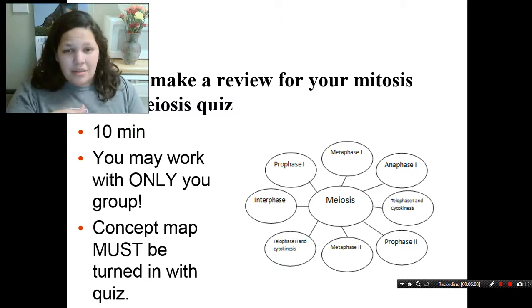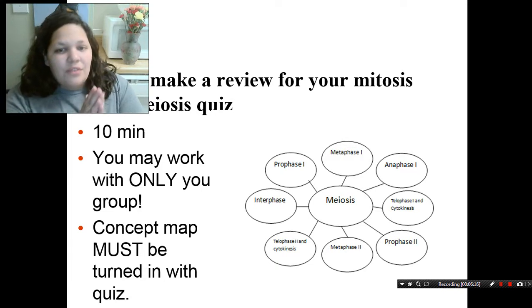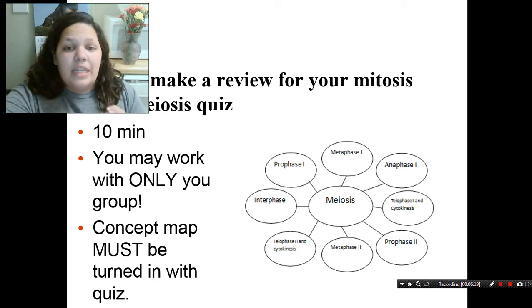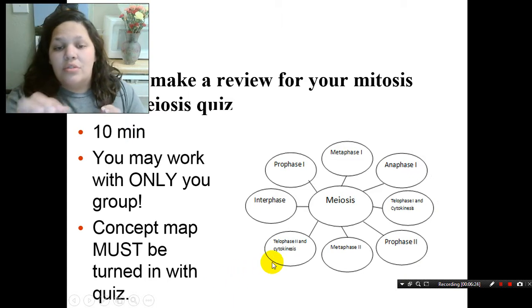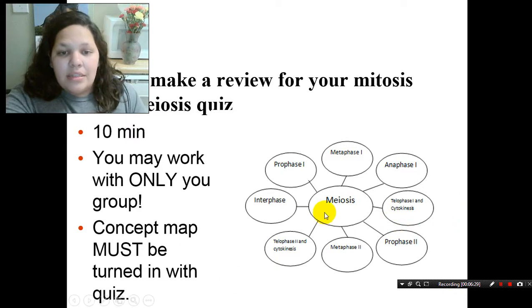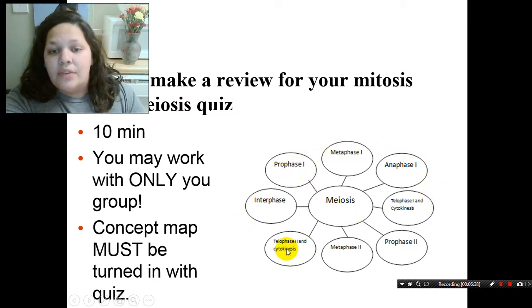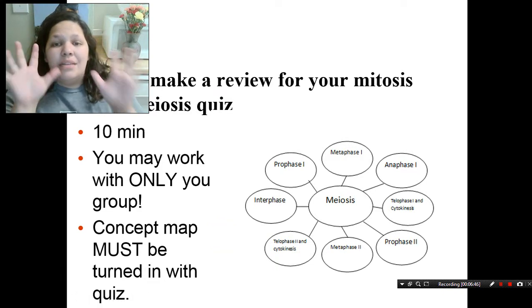If I don't get the concept map, it's 50 points off the quiz. So in other words, the only thing this concept map can do is actually help you. I predict that if you and your group work very hard in filling out all the information from interphase all the way to telophase 2 cytokinesis, you will get the 100. Interphase is going to be in the cell cycle notes, in part 1, whereas meiosis, prophase 1 to telophase 2, is going to be in meiosis part 1.